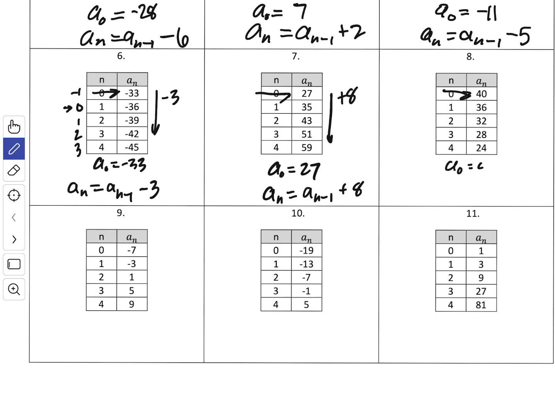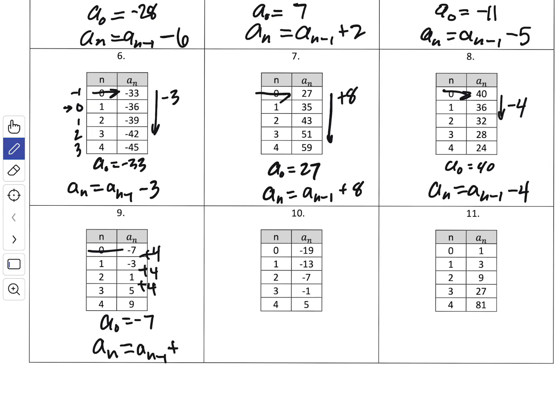Starting at 40, so a sub 0 equals 40. a sub n equals a sub n minus 1, and it looks like we're subtracting by 4. Okay, a sub 0 equals negative 7. A sub n equals a sub n minus 1. Looks like we are adding 4 each time.